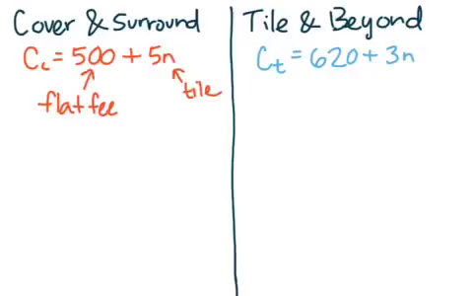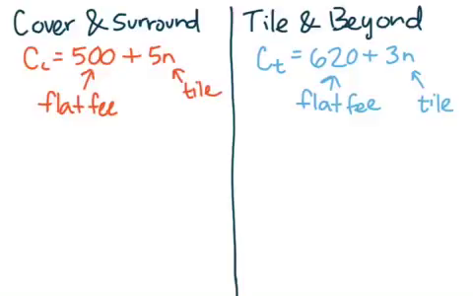And our 5n was to show that every single tile we purchase was going to be $5, so $5 per tile. And our equation for Tile and Beyond, so the cost of Tile and Beyond, so C of T, is equal to 620. Again, you see our flat fee, this was our design and delivery fee, plus 3n. So for Tile and Beyond, it was $3 per tile.